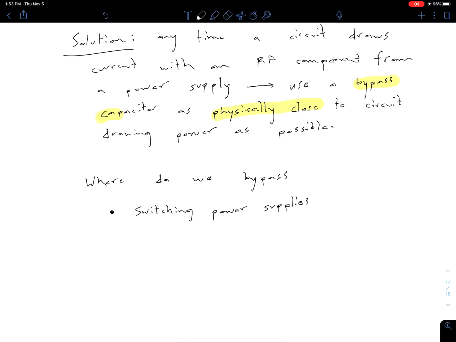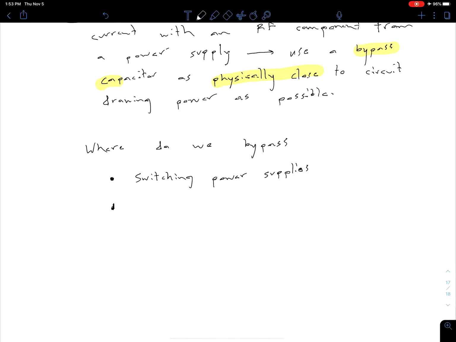So that would be like our buck converters, our boost converters, our buck boost converters. Any high-speed digital circuitry. So anything where we're switching and we have these impulses. So high-speed digital circuits.